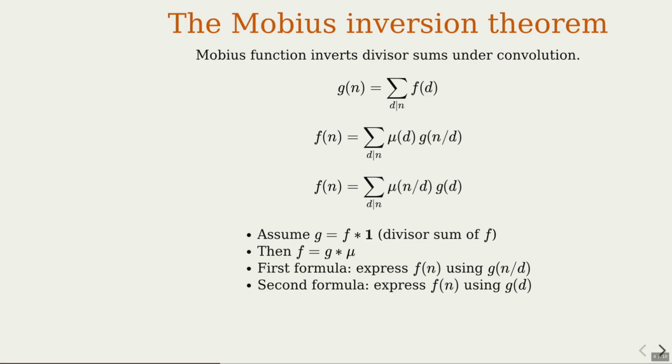On the slide I see two explicit formulas for f of n. One uses g of n divided by d, the other uses g of d. Are those really saying the same thing? They are. Because convolution is commutative, it does not matter whether you view the divisor variable as d or as n divided by d. One formula groups the weight mu with the divisor d, and the other groups it with the complementary factor n over d, but they both compute the same recovered value f of n.